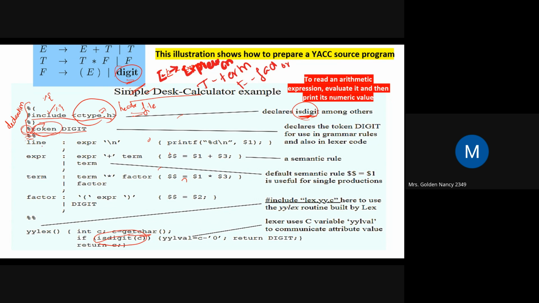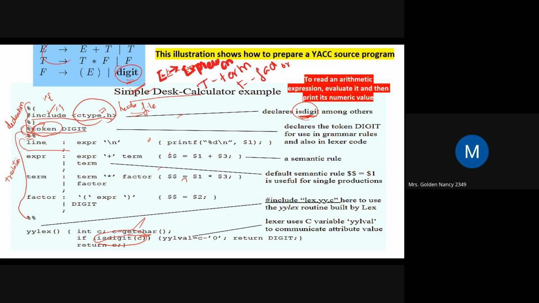Next is line expression n. After the separator till the next separator, this part is called the translation rules. This is the part where you are implementing these translation rules.